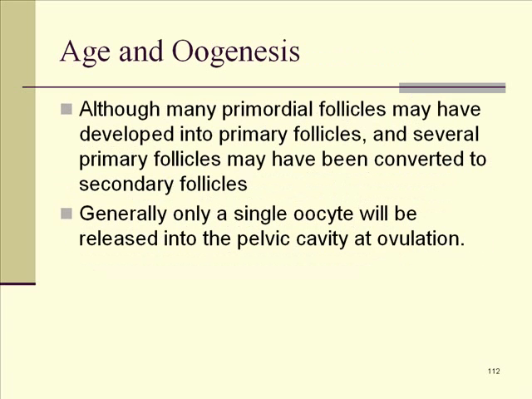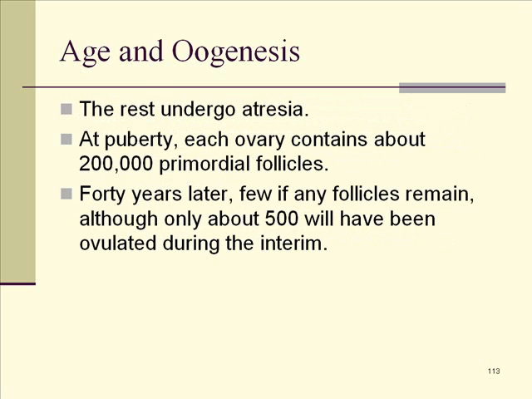Only about 400,000 now remain. And then at a certain stage, again, age being a factor in this, we'll see some of those eggs begin to degenerate with age and time as well. So many primary follicles have developed into primary follicles. Several primary follicles may have been converted into secondary follicles, and generally only a single oocyte will be released into the pelvic cavity during ovulation. The rest will undergo atresia, or basically eventually will shrink small and then die.